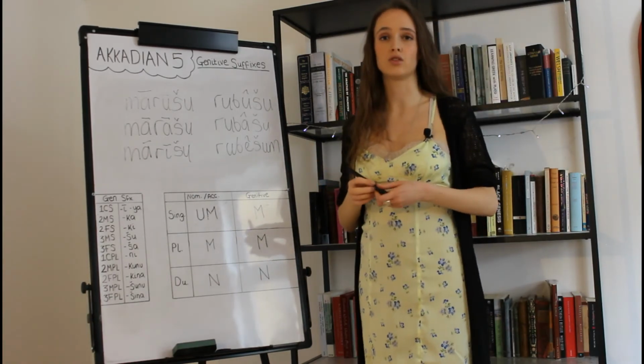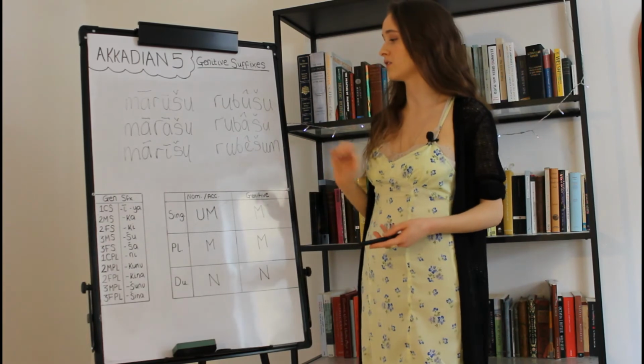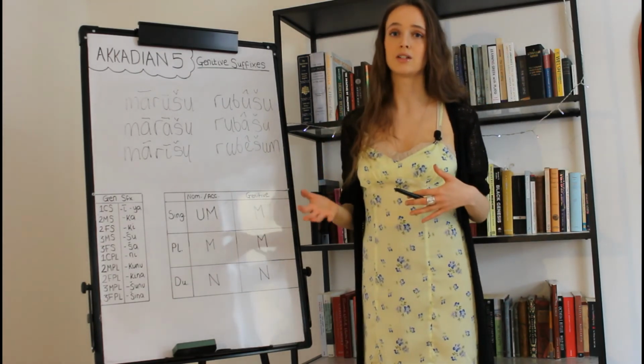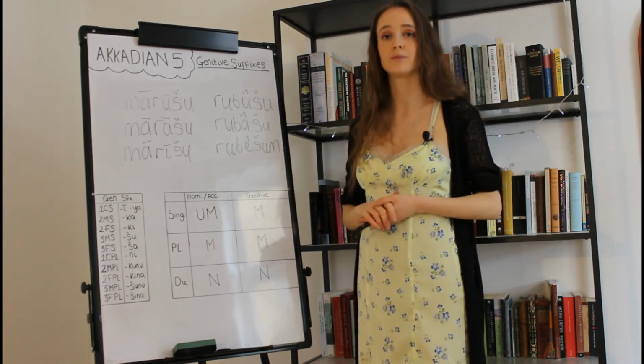So there aren't that many triptotic nouns. Essentially, these are just words who retain their case vowel before the possessive suffix. And a lot of nouns which are triptotic tend to be quite common nouns, so it's a good thing to be aware of them because eventually you will stumble across them.